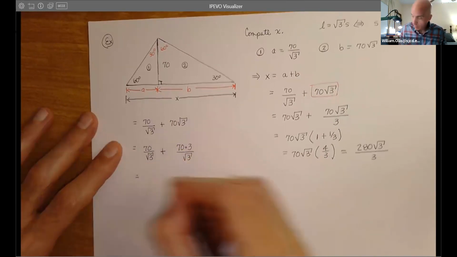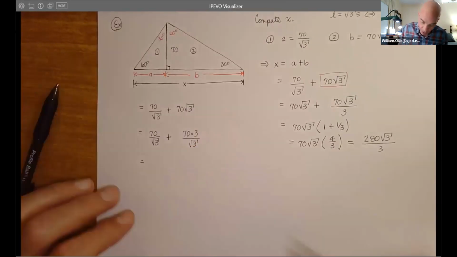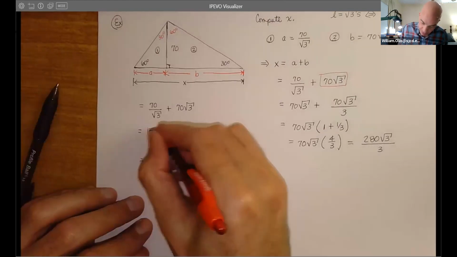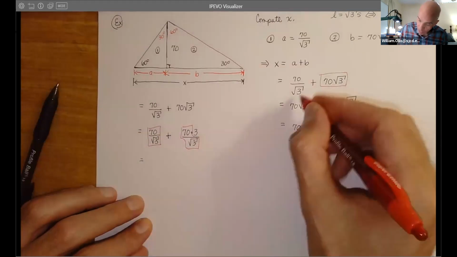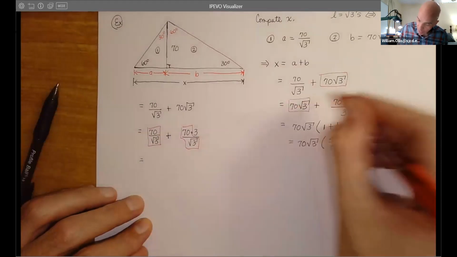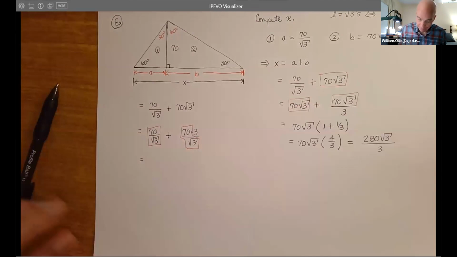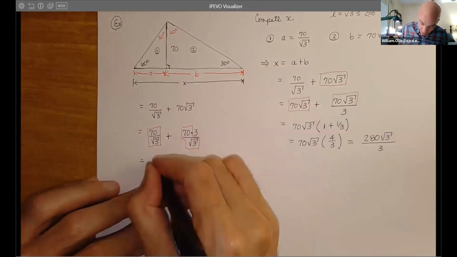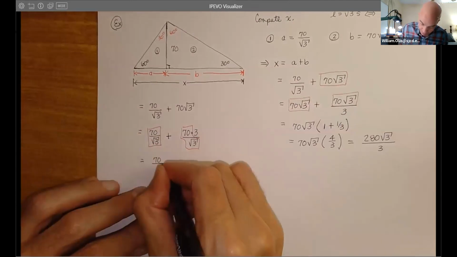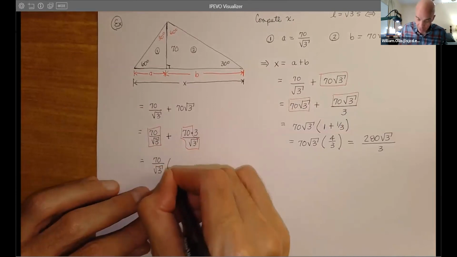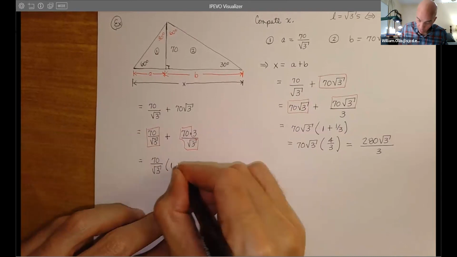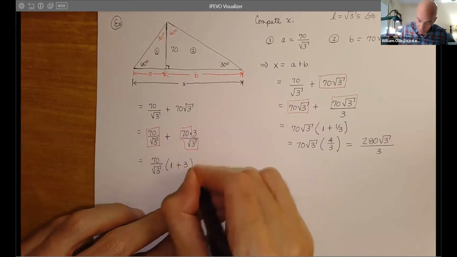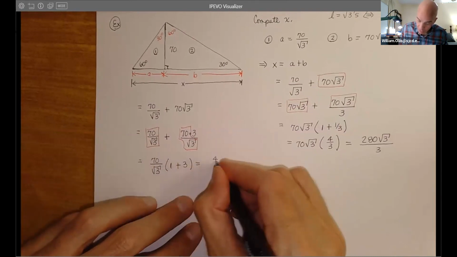So now we're going to take out the 70 over root 3, which is all of this, and then all of this, kind of like what I did over here. We take out this and we take out this. So this gives us 70 over root 3. And of course, that leaves a 1 behind. And then here we're left behind with a 3. So this gives us 4 times 70 over root 3.